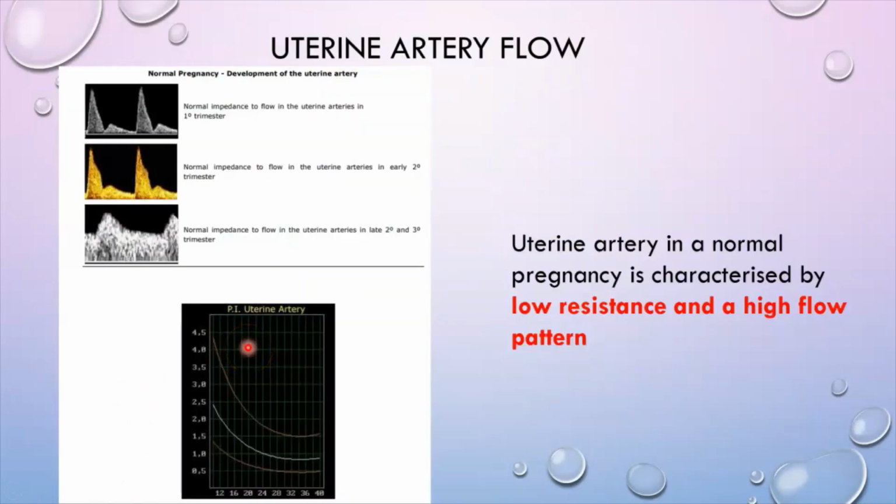Now, these are the changes as seen on ultrasonography. So friends, as you can see in this photograph, in the normal pregnancy, the normal uterine flow in the first trimester has less diastolic flow. As the trimester increases, there is an increase in the diastolic flow in the second trimester and further increase in the diastolic flow in the late second and third trimester. So in a normal pregnancy, the uterine artery is characterized by low resistance and a high flow pattern. As the pregnancy proceeds, the diastolic flow increases and the PI, that is the resistance to the flow, decreases.